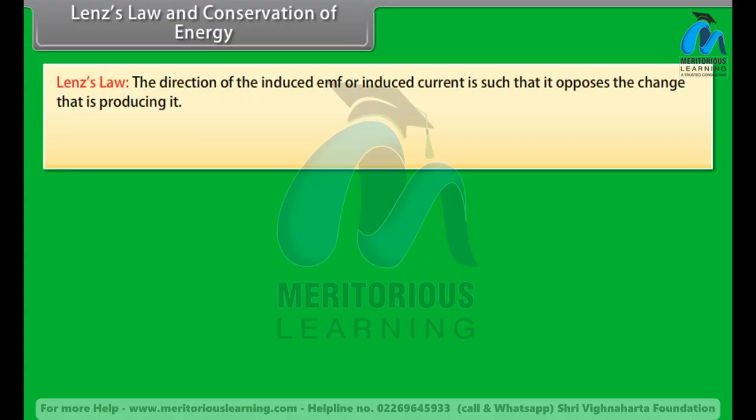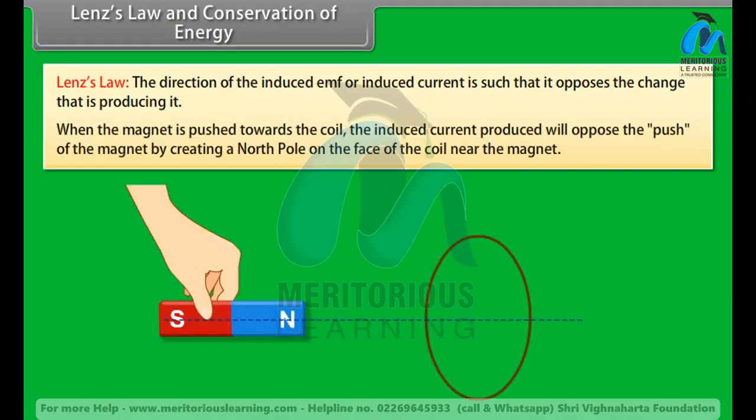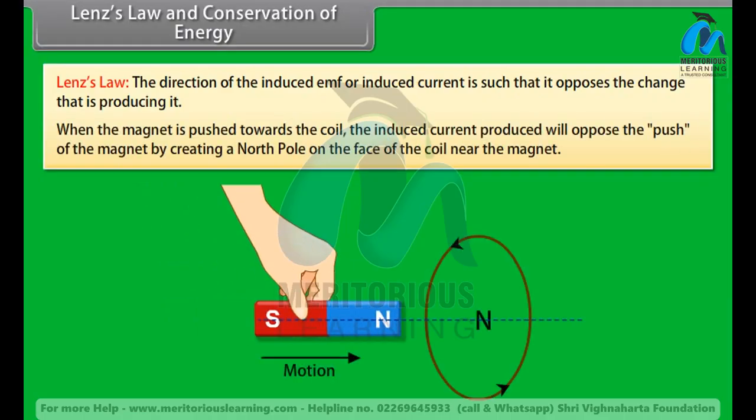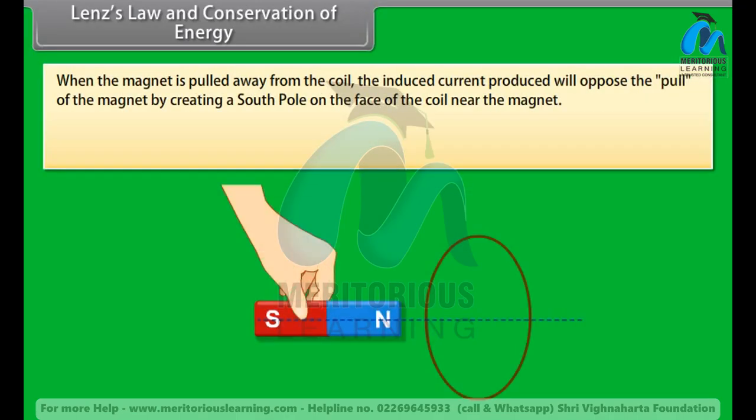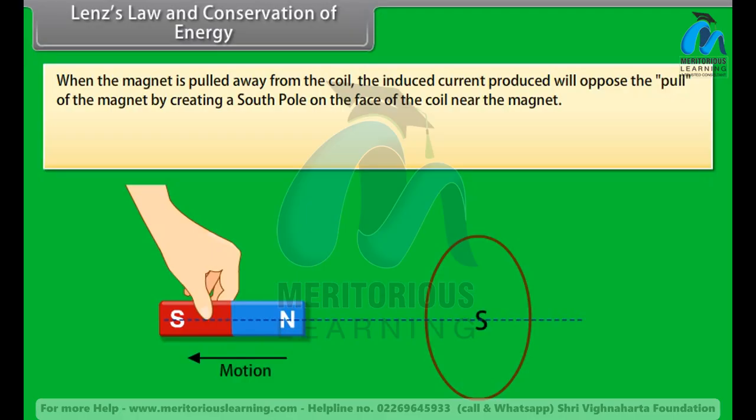Lenz's law states that the direction of the induced EMF or induced current is such that it opposes the change that is producing it. When the magnet is pushed towards the coil, the induced current produced will oppose the push of the magnet by creating a north pole on the face of the coil near the magnet. When the magnet is pulled away from the coil, the induced current produced will oppose the pull of the magnet by creating a south pole on the face of the coil near the magnet.